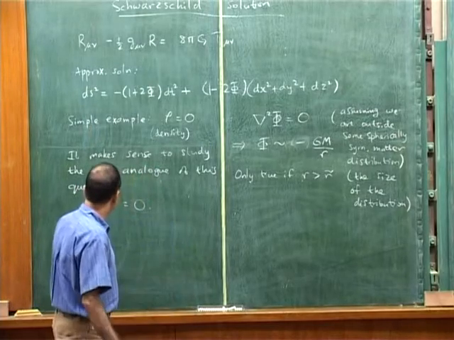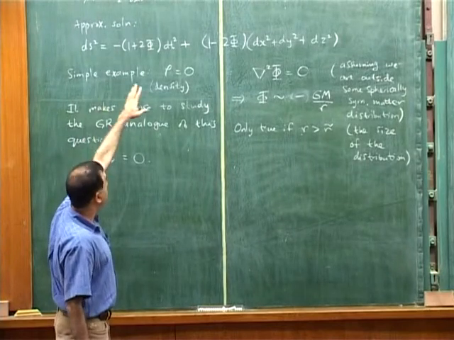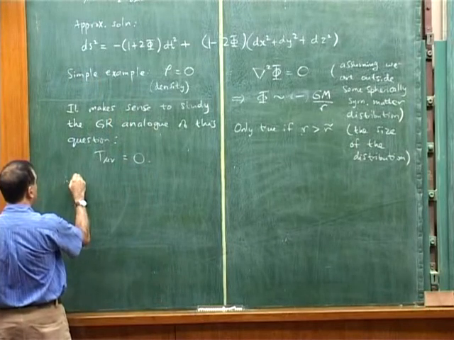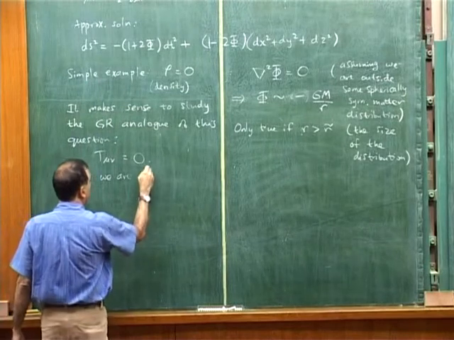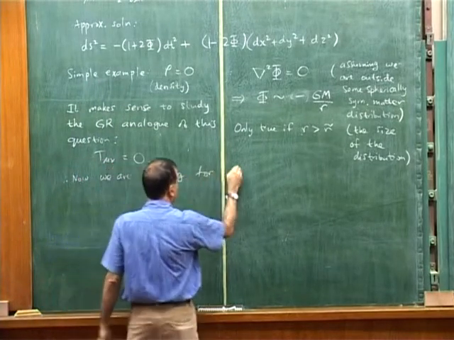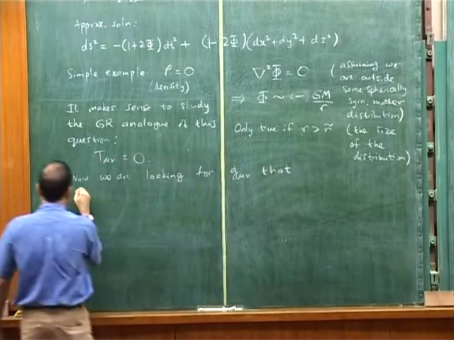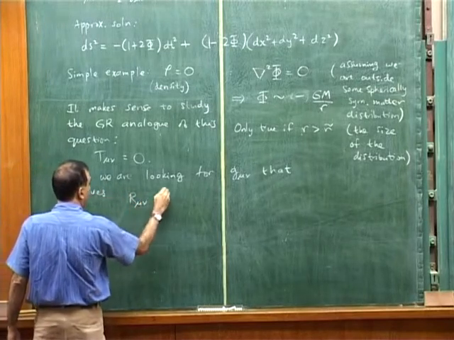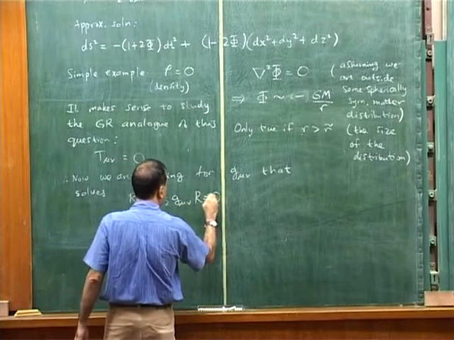So it's a very nonlinear equation. Anyway, whatever answers we get to that equation, we are now looking for a metric g_{μν} that solves R_{μν} minus half g_{μν} R equals 0.